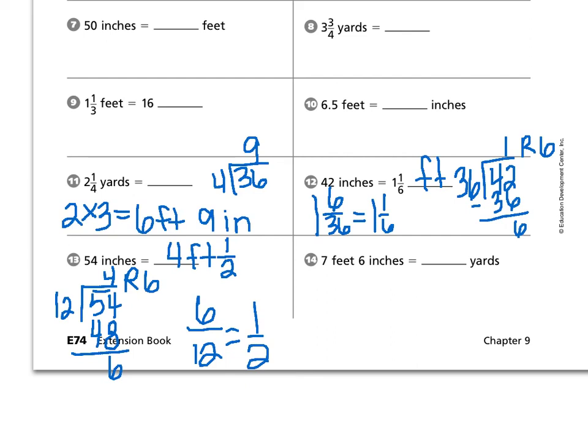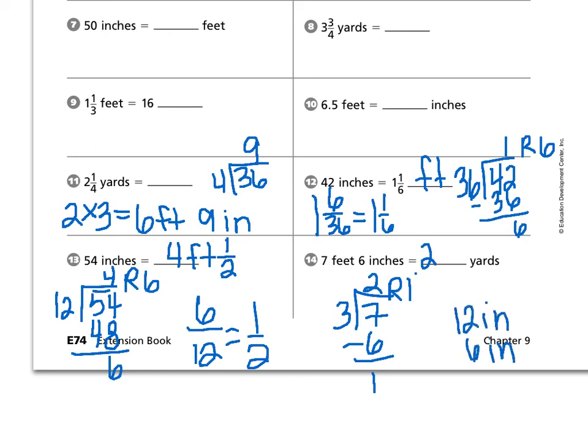For number 14, I have 7 feet 6 inches equals blank yards. So I'm going to take the 7 feet and I'm going to divide it by 3 to get how many yards. And I know that it goes in 2 times with 1 foot left over. So I know that my whole number is going to be 2. That I have 1 foot left over though, I'm going to take 1 foot, which is 12 inches, and add 6 inches to it, which is going to be 18 inches.